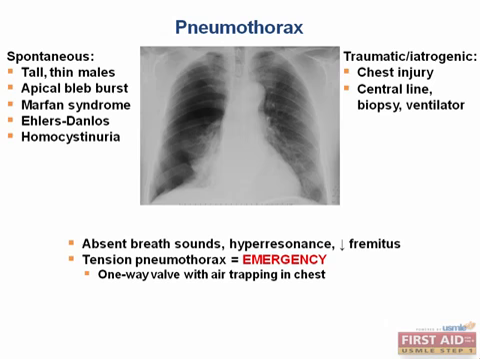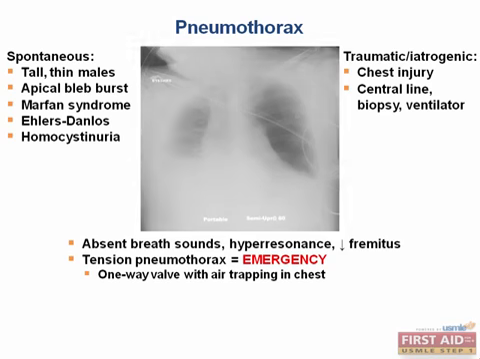When too much air gets trapped, it pushes the mediastinal structures, like the trachea, to the other side, as you can see here. These patients can be in severe respiratory distress that evolves to hypoxia, hypotension, and cardiovascular collapse in addition to absent breath sounds and hyperresonance.